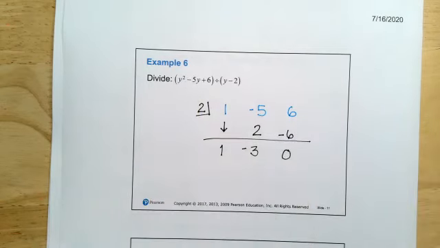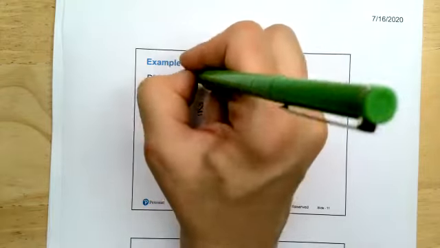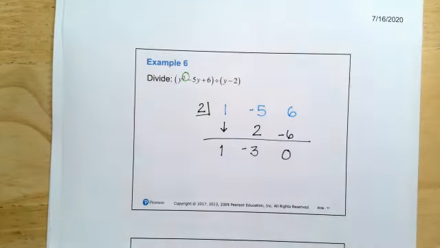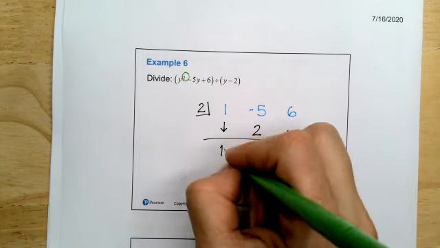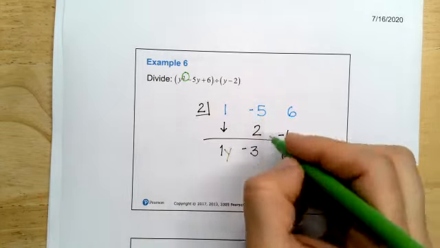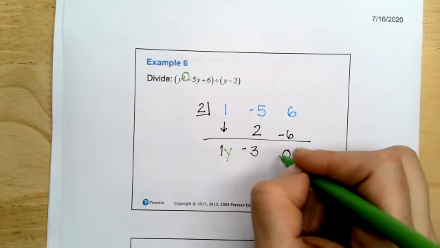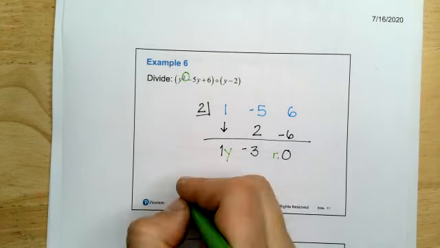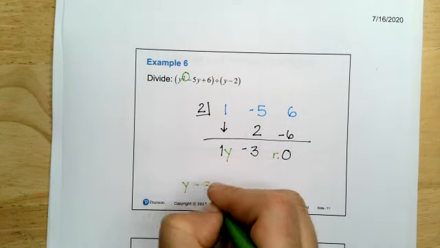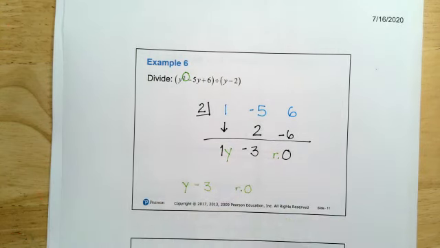This started with a squared, so take it one degree down from that. Y squared, one degree down is y to the first. And then you have a constant, or y to the 0. And then this is your remainder. Our answer is y minus 3, remainder 0, or there is no remainder. Good. And let's test and see if that is true.